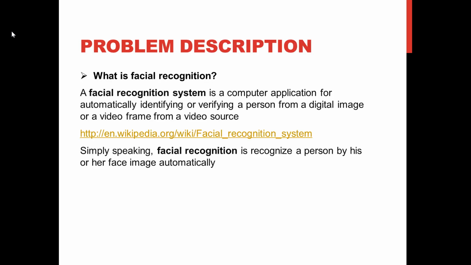What is facial recognition? Well, here I provide a Wikipedia description of the problem. Facial recognition system is a computer application for automatically identifying or verifying a person from a digital image or a video frame from a video source. Well, this definition may be very long and hard to understand. Because simply speaking, facial recognition is just to recognize a person by his or her face image automatically. This process is done by a computer automatically, not human beings.